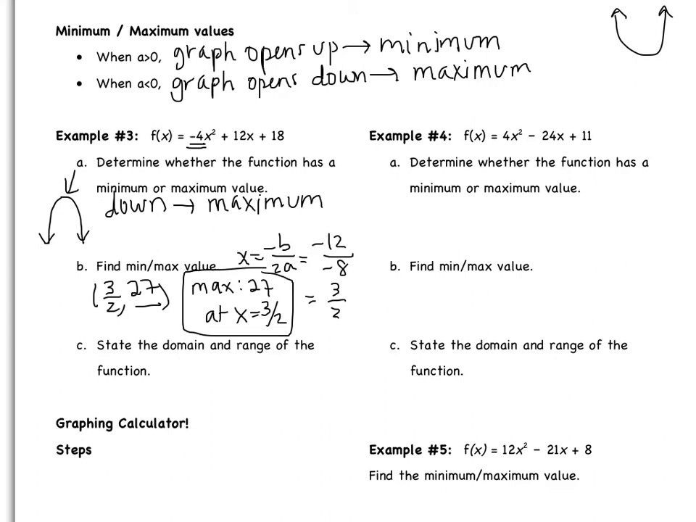Last thing is stating the domain and range. Domain is all real numbers. So my graph is going to continue infinitely in the left direction, infinitely in the right direction. So x is going to be getting bigger, it's going to be getting smaller, it can be all real numbers. Y, on the other hand, hits that maximum. So the biggest that y can be is 27, and then it's going to decrease from there. So my range is y is less than or equal to 27.